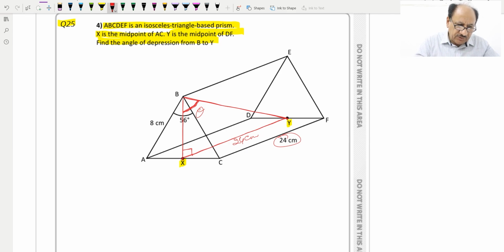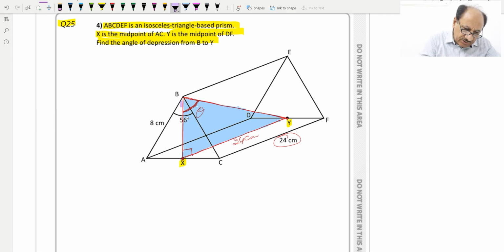And for this triangle, which triangle? For this triangle, we don't have much information. We have only the length, which is 24, XY length we have, and the rest of the information we don't have. So we require at least one other side to find the angle by using trigonometry. So what we will do, we will target BX and we will find BX.